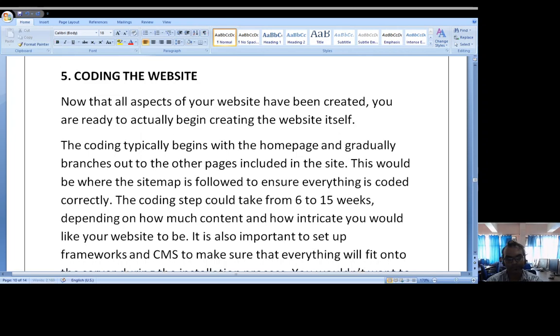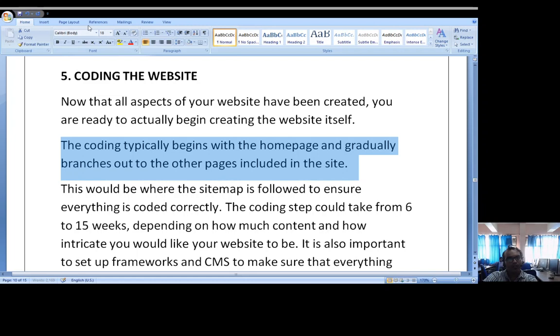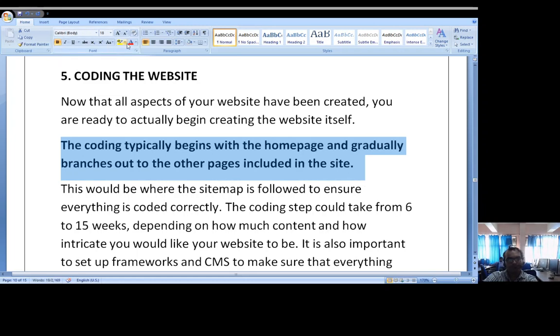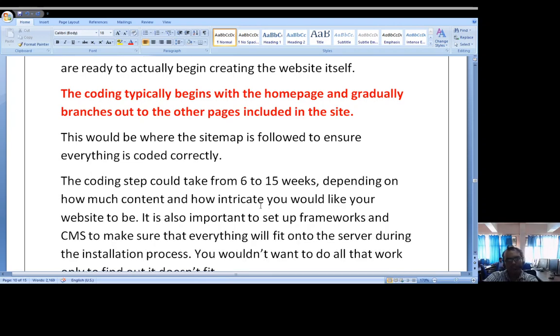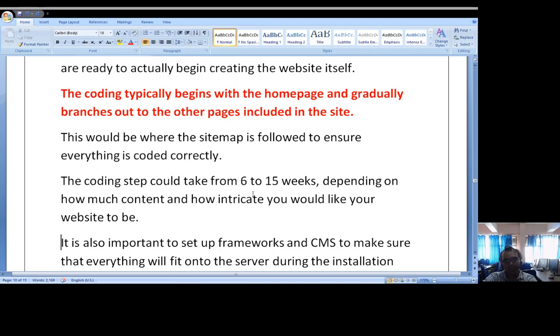But in general, coding typically begins with the home page and gradually branches out to the other pages of the site. The sitemap gives the idea of the home page, and it is followed to ensure everything is coded correctly. Coding is a technical job, so it takes some longer time, 15 to 16 weeks. We put our effort into that.